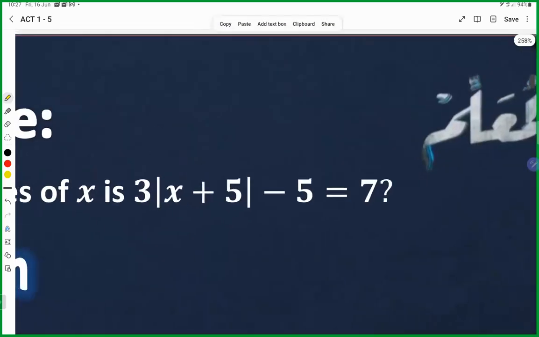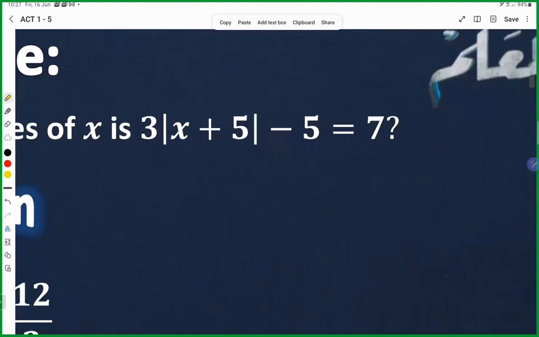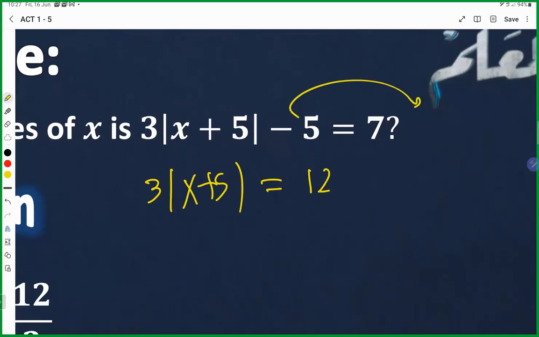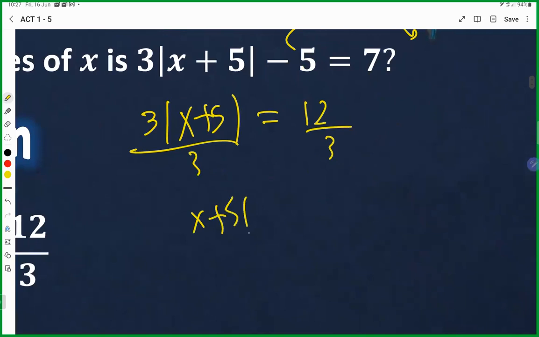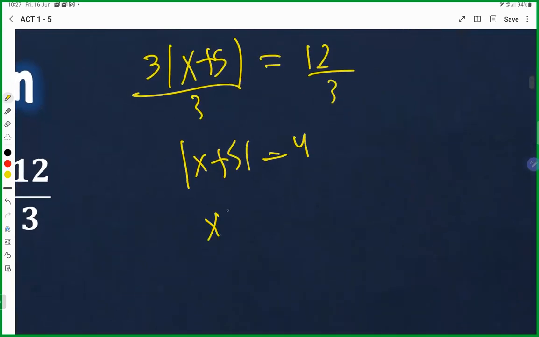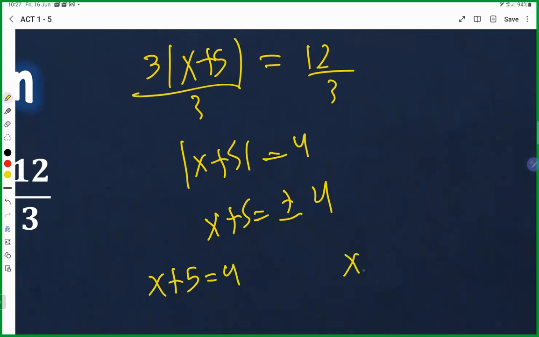Such a question like this, how to solve it? We have the absolute value, 3|x + 5| equal to 12. We move the 5 over, then we divide by 3. So |x + 5| is equal to 4. And to remove the absolute value, we say that x + 5 is equal to plus or minus 4, which means x + 5 = 4 and x + 5 = -4.